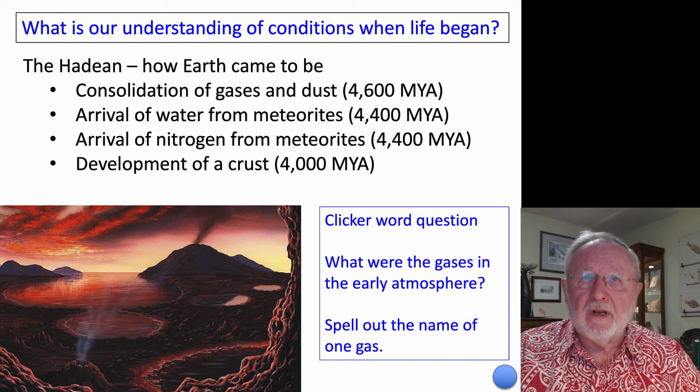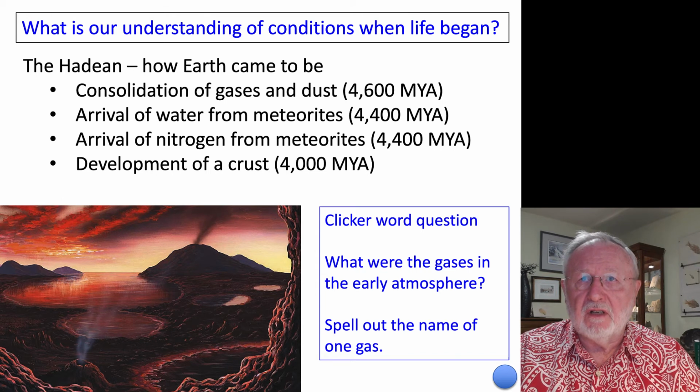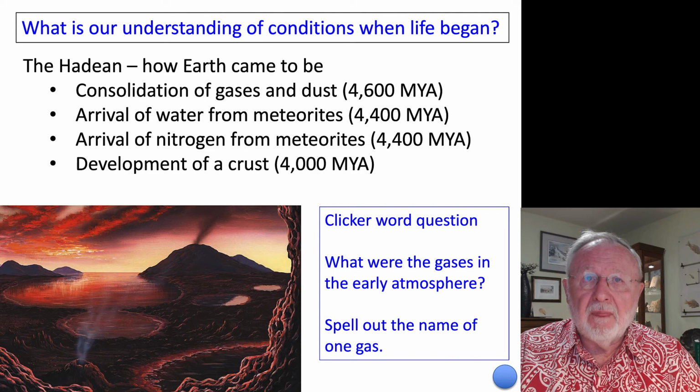So I want to first start off and ask, what is your understanding of the conditions when life began? We know that there was a consolidation of gases and dust about 4.6 billion years ago, or 4,600 million years ago. We know that water and nitrogen arrived on Earth via meteorites. It wasn't here to begin with. And we know that by about 4 billion years ago, or 4,000 million years ago, life could begin because the Earth had cooled enough to have a crust.